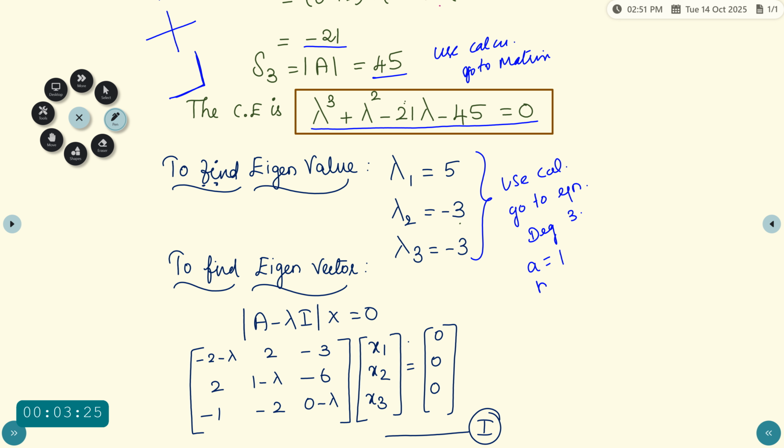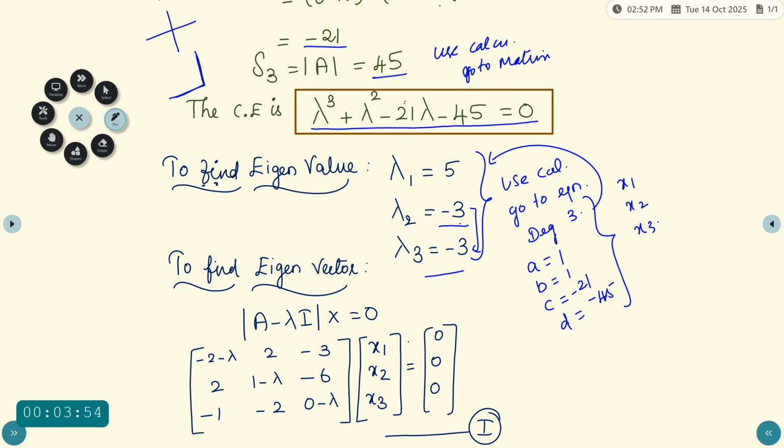A is 1, B is 1, C is minus 21 and D is minus 45. You have to feed all the values. You can easily get the answer; your calculator shows x1, x2 and then x3. Because the x3 value is repeated, the calculator shows only up to x2. So the last value is the repeated one, that is, minus 3 is repeated.